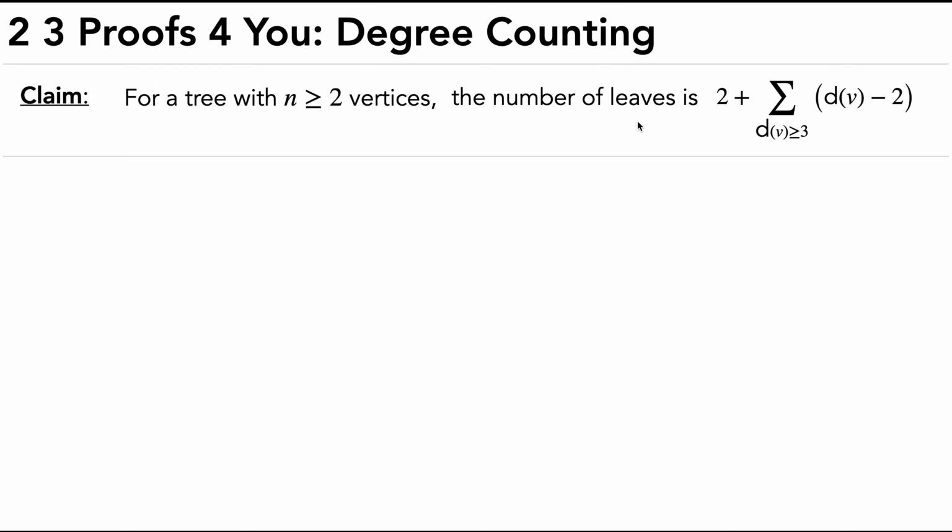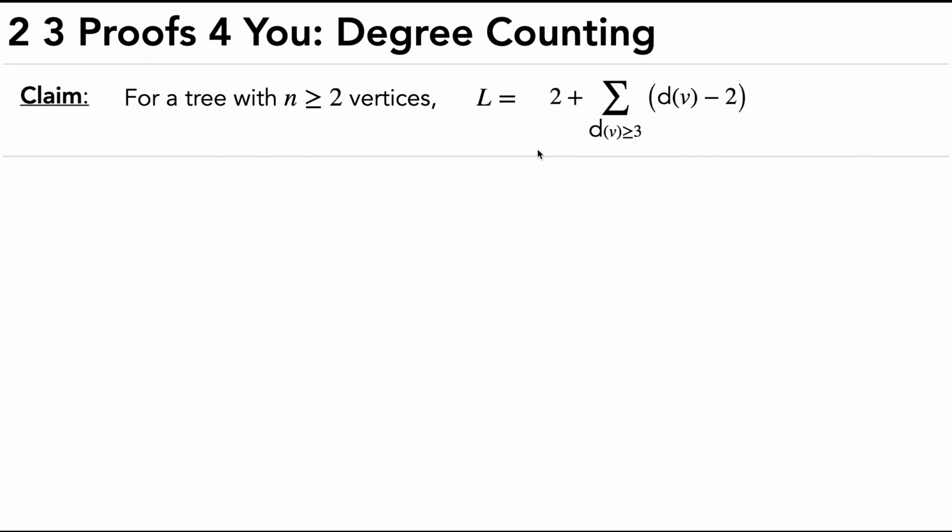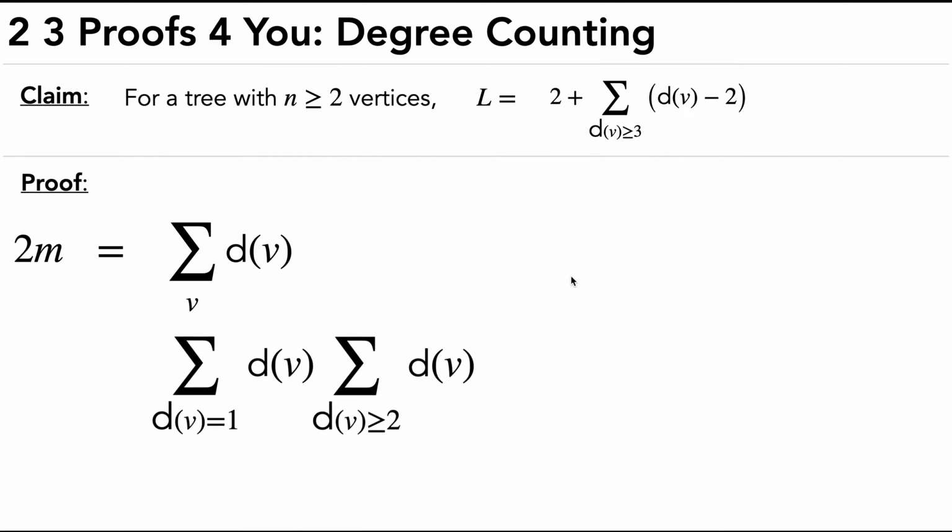Let's give ourselves some notation and refer to the number of leaves as L. We want to show that L is equal to 2 plus the sum of the degree of the vertex minus 2, over all the vertices whose degree is greater than or equal to 3. Whenever you're doing these degree counting proofs, a good starting point is the handshake lemma. That states that 2 times the number of edges is equal to the sum of the degree over all the vertices. One thing we can do right from here is split up this summation into 2 summations.